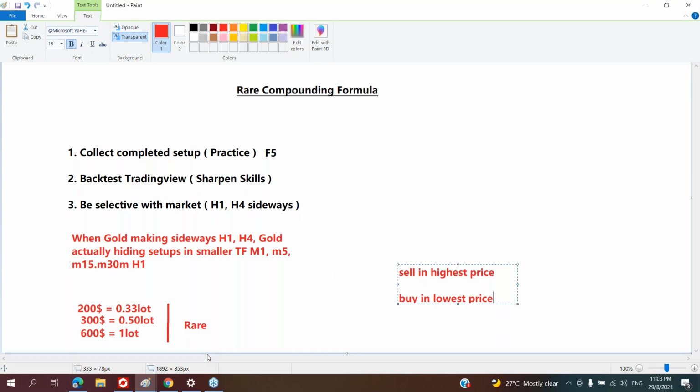Is a late retest riskier than a quick retest? Yes. So that's why I prefer quick retest.